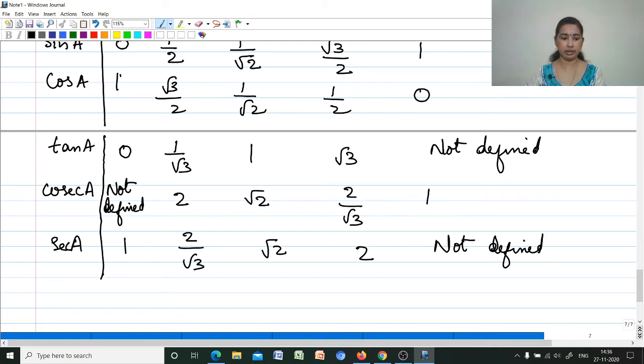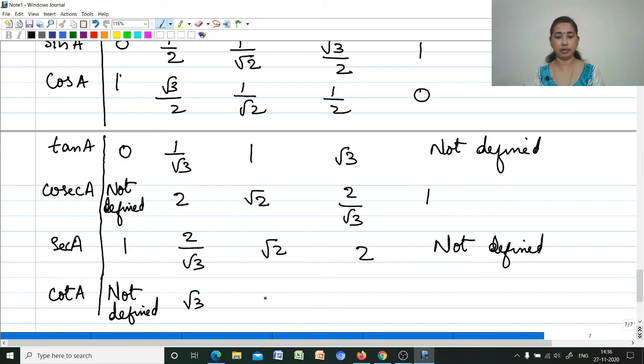Then next one, last one is cot. Cot A is the reciprocal of tan. So 1 by 0 is not defined. Then reciprocal of 1 by root 3 is root 3. Reciprocal of 1 is 1. Reciprocal of root 3 is 1 by root 3. And reciprocal of not defined is 0.